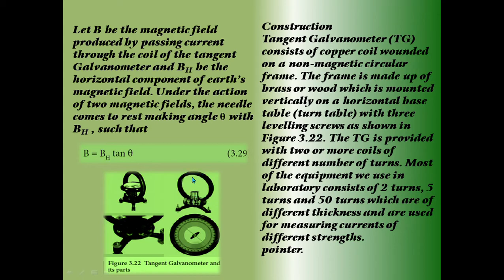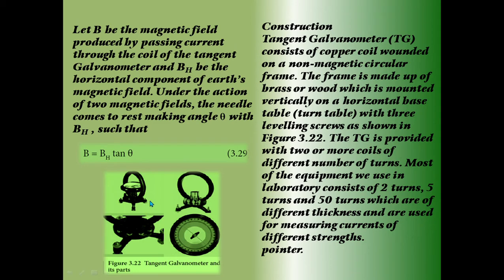Brass or wood, which is mounted vertically on the horizontal base table. This is the horizontal base table with 3 leveling screws here. These are the 3 leveling screws as shown in the figure.